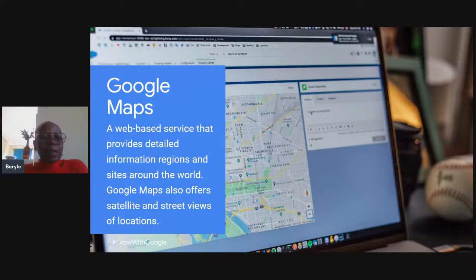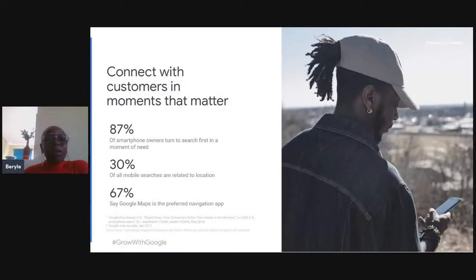All right. And why is it important? So rather, Google Maps is a web-based service that provides detailed information on regions and sites around the world. It gives us views on satellite and locations for businesses and shops.